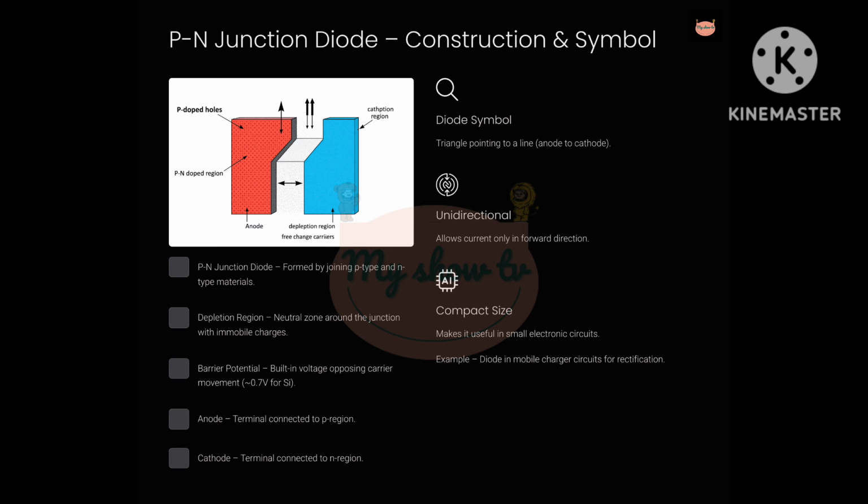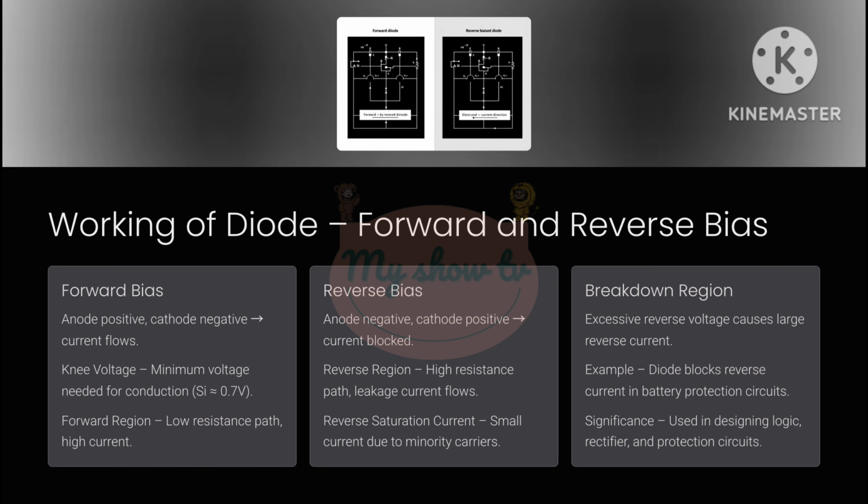It allows current to flow only when the anode is at a higher voltage than the cathode. The circuit symbol of a diode is a triangle, pointing to the cathode, with a vertical line representing the barrier. Because of its unidirectional current flow, diodes are used in rectifiers to convert AC to DC. A real-life example is the mobile phone charger, where the diode helps ensure that the current flows in one direction only. Slide 4. Working of diode, forward and reverse bias.